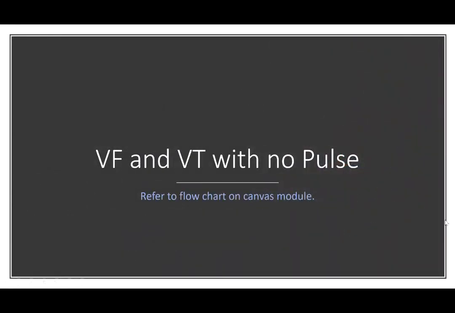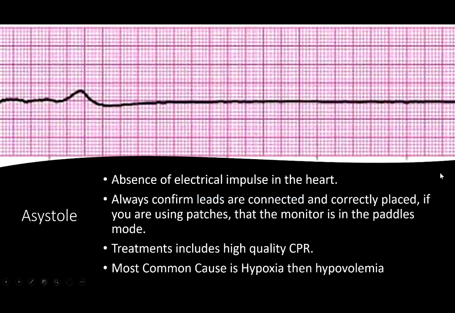So make sure you look at that flow chart, your algorithm, and watch John's video, and we can go over that treatment in lab. All right, next rhythm, one of the easiest rhythms to identify is going to be asystole.